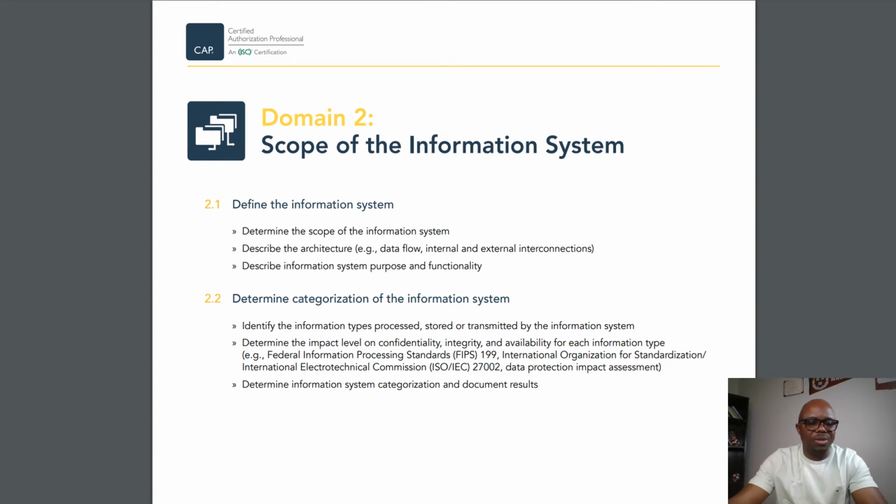So this is one of the domains whose name has changed. It is now called scope of the information system. It contains categorization. That is domain 2.